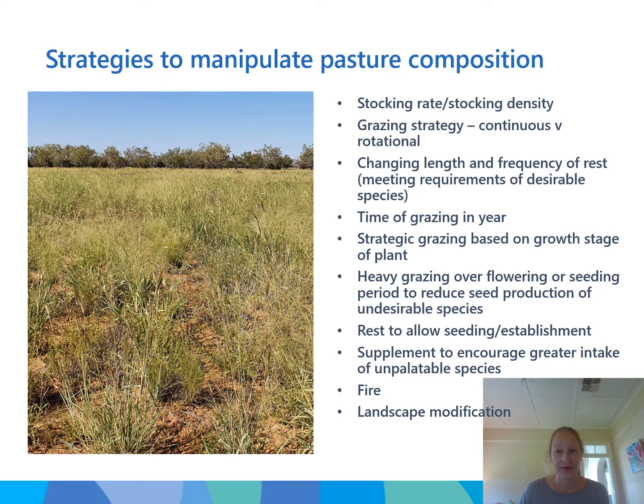Heavy grazing over the flowering or seeding period to reduce seed production of those undesirable species is an option, or on the other hand, providing rest to allow seeding and establishment of those desirable species. We can provide supplement to encourage a greater intake of those unpalatable species where they might be dominating a pasture, and more intensive interventions such as fire or landscape modification through earthworks can also provide the suitable environment that's required.